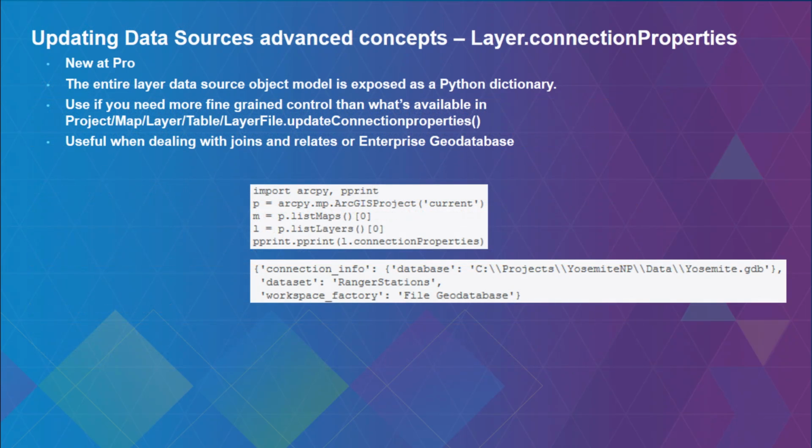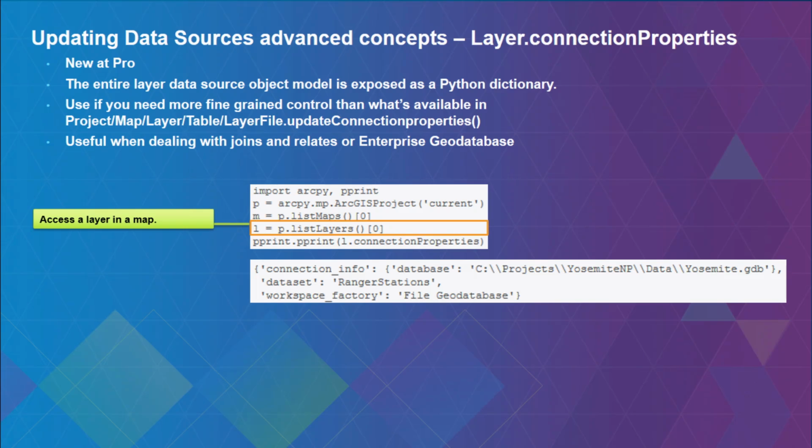Okay, let's talk about a bit more of an advanced workflow. Something new at Pro is that for Python developers, we expose the entire layer data source object model as a Python dictionary. And so you could use this if you needed more fine-grained control of what's available in that update connection properties function that I just showed you. And it's useful when dealing with workflows where you need to change joins and relates properties or the connection properties of an enterprise geodatabase. So how do you use this?